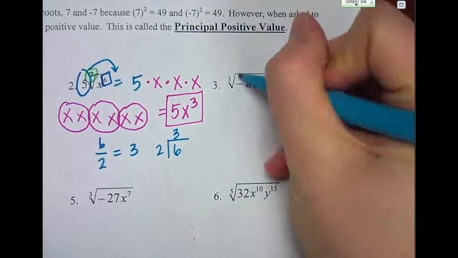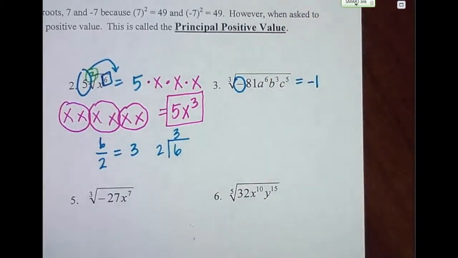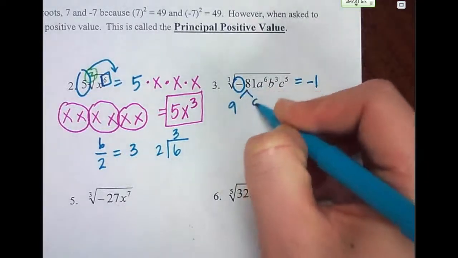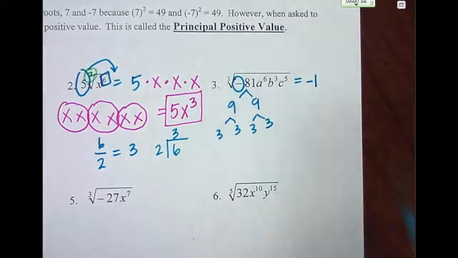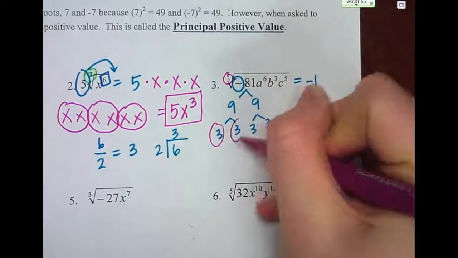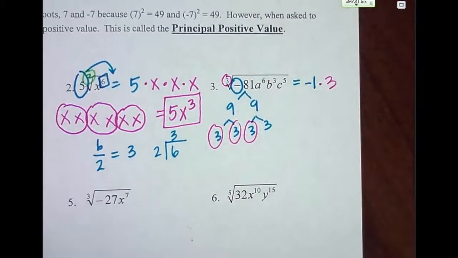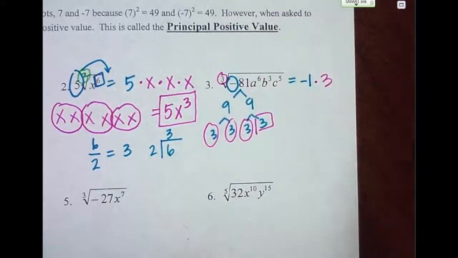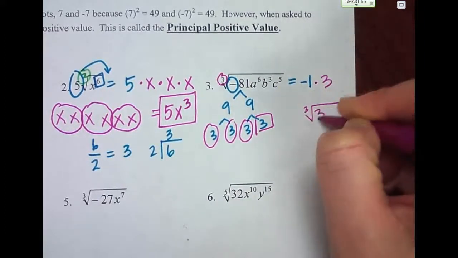Okay, so let's look at number 3. The first thing I would do is, because there's this negative, I would go ahead and move it to the outside. Okay, and then let's break down 81. 81 is 9 times 9, and 9 is 3 times 3. I'm looking for groups of 3 here because I have this cube root. So here's a group of 3, which means I can pull out a 3. And then I have this lonely 3 that's going to have to stay inside the cube root, which I'm going to write down here.